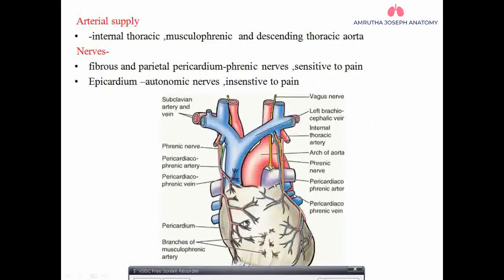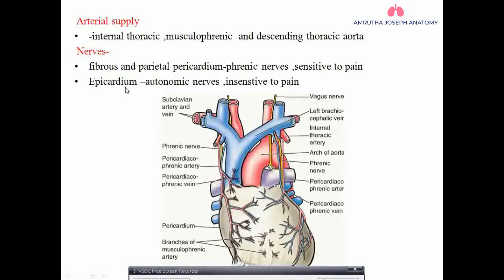Nerves which are supplying the pericardium. Fibers in the parietal pericardium are supplied by phrenic nerve. So this is phrenic nerve. This is vagus. So phrenic nerve is supplying, and it is sensitive to pain. Phrenic nerve is actually meant to supply the diaphragm, but it also supplies pericardium.